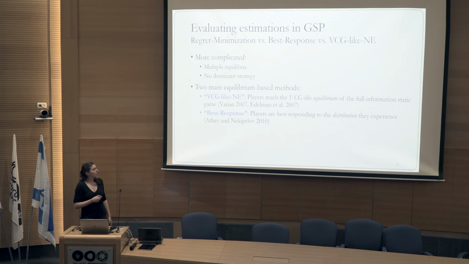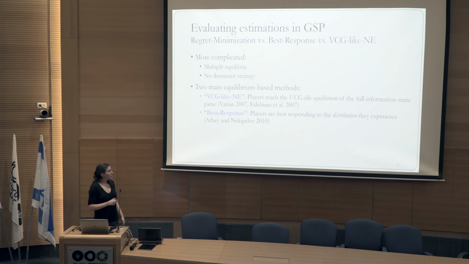The first method, we call it the VCG-like Nash equilibrium. And here, the estimation is based on the assumption that players reach a specific equilibrium of the static full information game of the GSP, which gives the VCG prices. And here we follow what Varian did. He actually applied it to real auctions from Google.